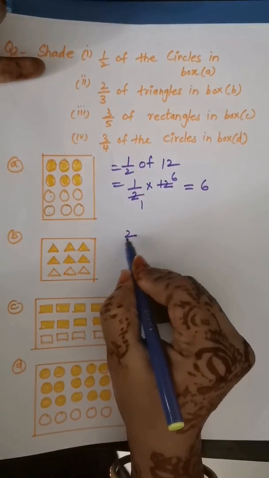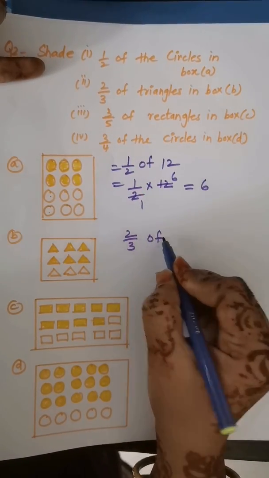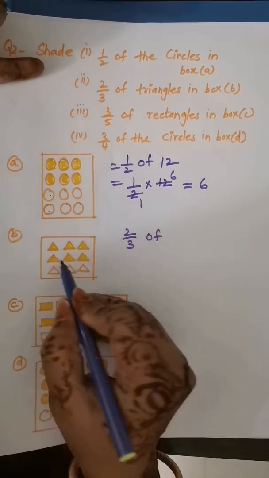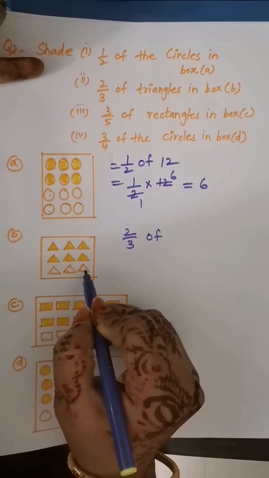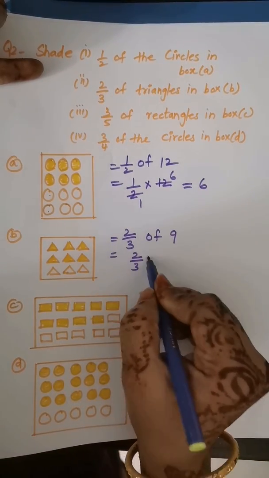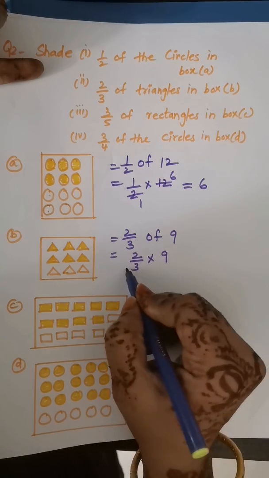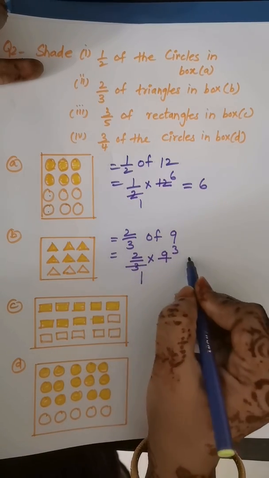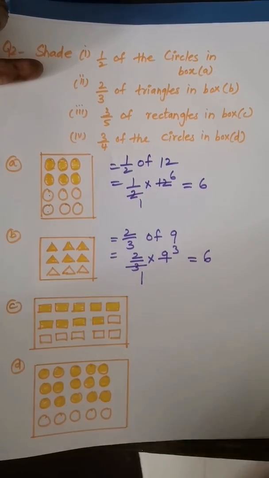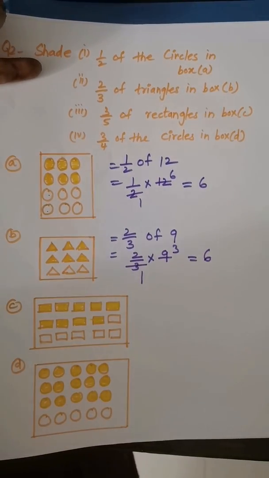Next is 2 by 3 of triangles in the box. How many triangles are there? 1, 2, 3, 4, 5, 6, 7, 8, 9. 2 by 3 of 9, how you will calculate? 2 by 3 into 9. 3 ones are 3, 3 threes are 9. So 2 threes are 6 triangles you have to shade.